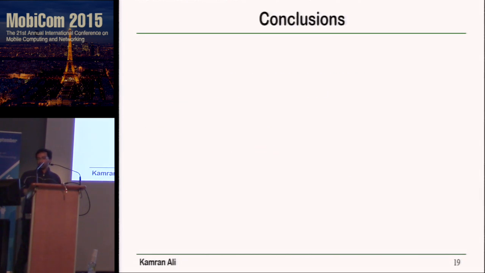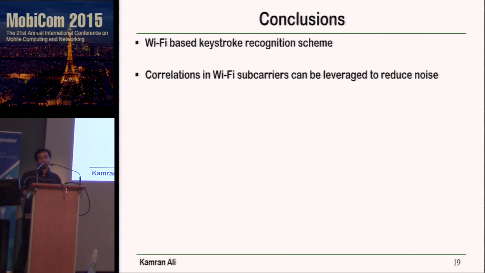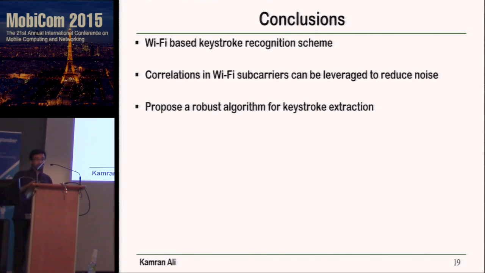So let's conclude the talk. I presented in this presentation the Y key scheme, which is a Wi-Fi based keystroke recognition scheme which uses commodity Wi-Fi devices, and we showed that correlations in the Wi-Fi subcarriers can be used to remove the noise in CSI data. We proposed a robust algorithm for keystroke extraction, which can also be applied to other fields of human computer interaction which use commodity Wi-Fi devices.